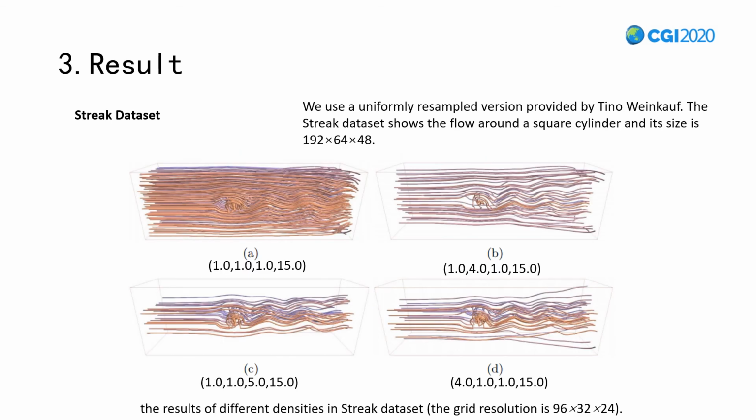We use a uniformly resampled version provided by Tino Weinkauf. The Tube dataset shows the flow around a square cylinder, and its size is 192 times 64 times 48. These figures show the results of different densities in the dataset. The grid resolution is 96 times 32 times 24. The different parameters delta x, delta y, delta z, and delta L of each figure are shown below the respective figure.